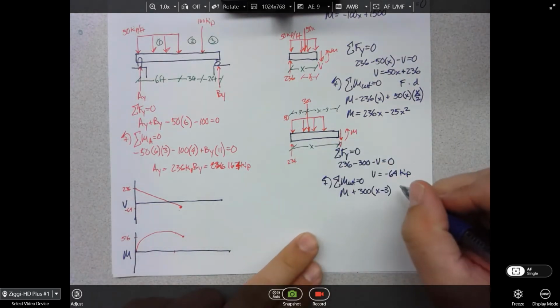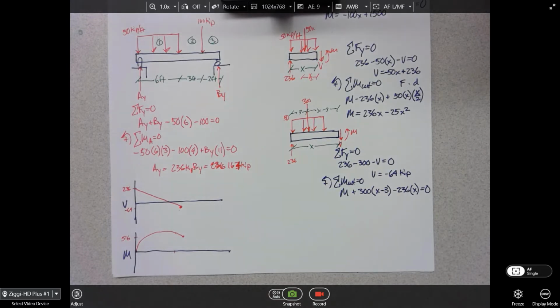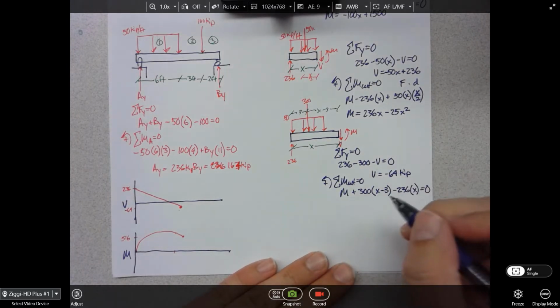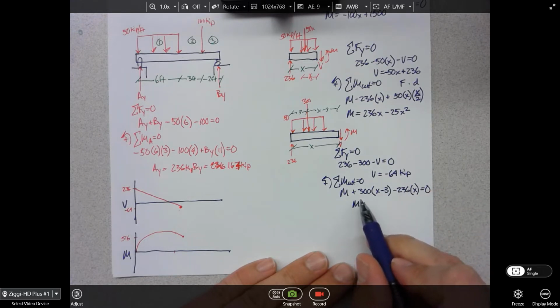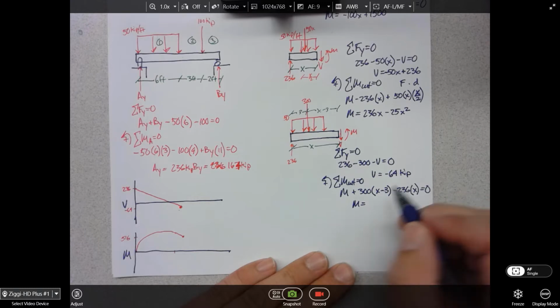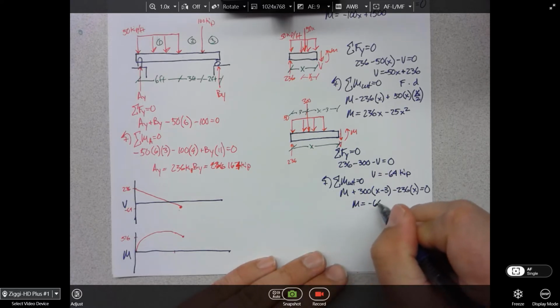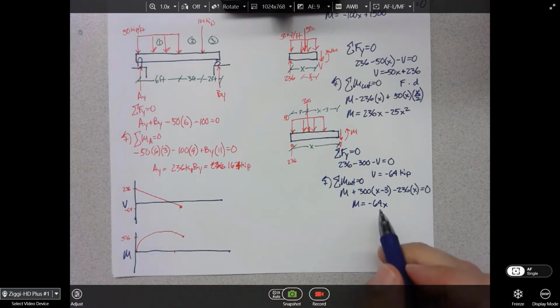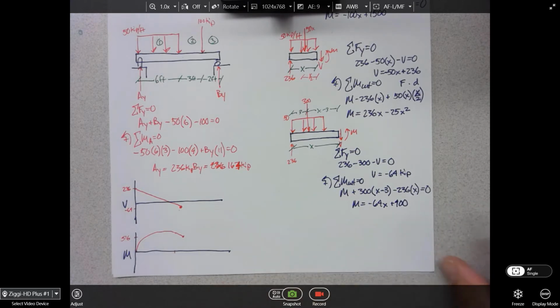What else do I have? Minus 236 times x equals 0. So in this section, the moment will be equal to 300x minus 236x. That'd be negative 64x by the time it went to the other side, plus 900, right? Okay, so now let's plot that.